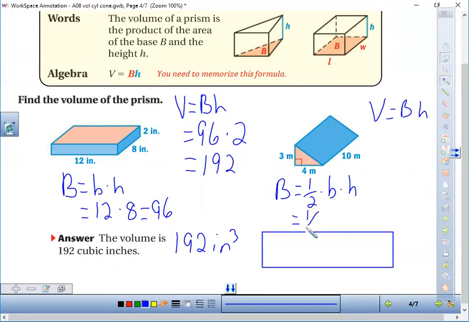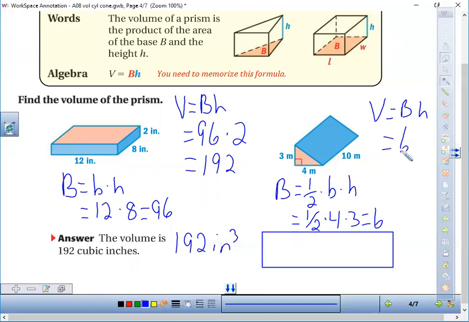So 1/2 times, well, here, the base of the triangle is 4. Height of the triangle is 3. Well, 4 times 3 is 12. Times 1/2, well, that's 6. The area of the base is 6 squared meters.